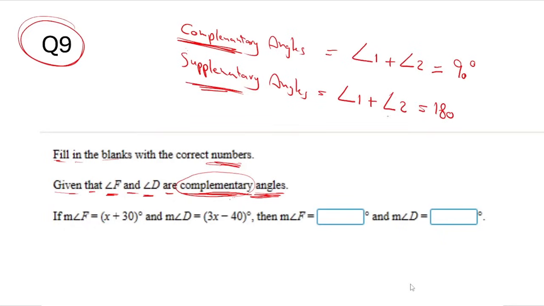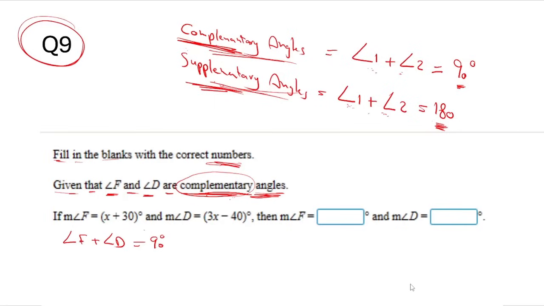So that means the pair angles for supplementary, if you add them together, they will be equal to 180. For complementary, if you add the two angles together, they will be equal to 90. So we have to know about these terms, complementary and supplementary. Okay, let's see the question now. When they say it's a complementary angle, that means angle F plus angle D will equal 90.